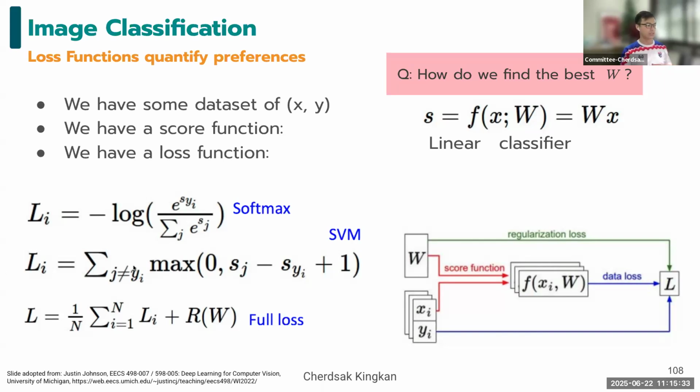We haven't yet answered the question of how to find the best W. We just know how to measure the performance of the models by using different loss functions and regularizations. We can quantify the performance of the model using the loss function, but we have not yet answered how to find the best W. Next class, we are going to see how we can find the best W. All right, so next class we will see that.